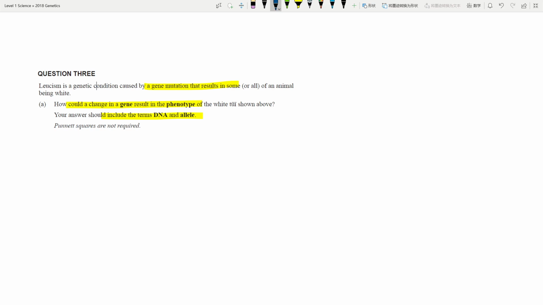Now, what is phenotype? Phenotype is the physical appearance that you display as a result of the genotype, or what your DNA tells you. Phenotype is a physical characteristic being displayed because of the genes, or because of the DNA, or because of your genotype, whichever words you want to use.